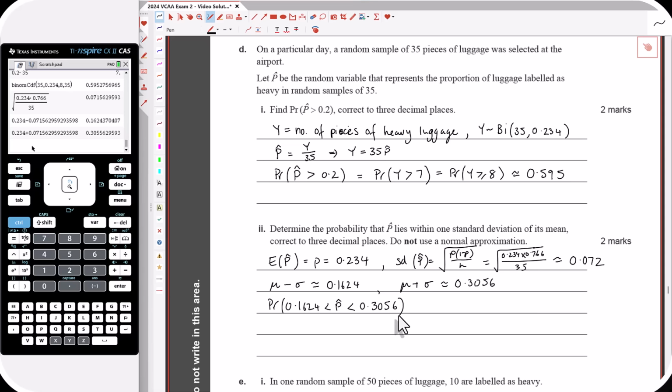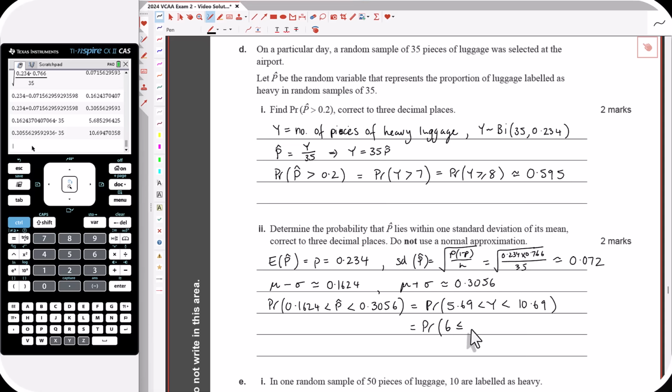So I'm just checking the probability it lies within 1 standard deviation. Okay, good. Now I want to change that to be about my binomial variable Y. So I'm going to be multiplying these two values by 35, to change from P hat to Y. So that is the probability that Y is between 5.69 and 10.69. If Y has to be greater than 5.69 and it's discrete, so it has to be an integer, then it is greater than or equal to 6. And if Y has to be less than 10.69, it has to be an integer, that means it's less than or equal to 10.